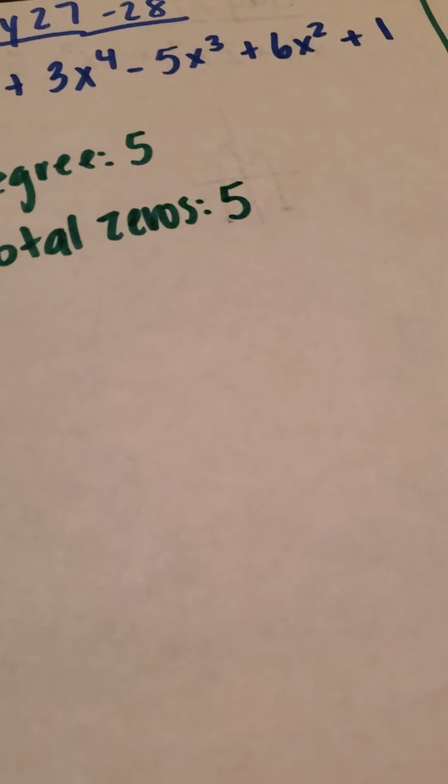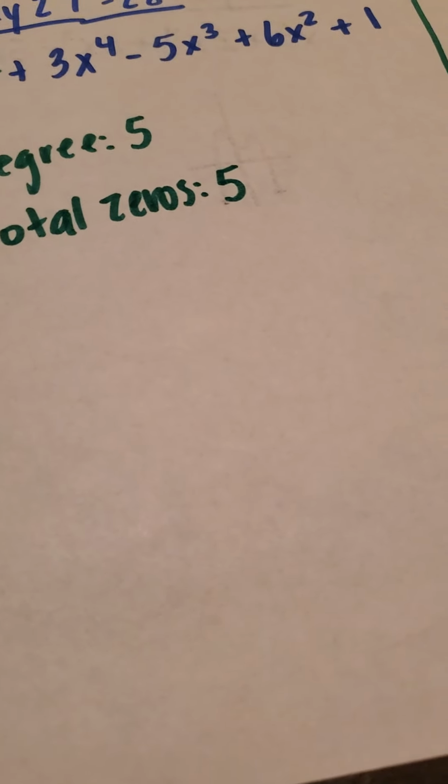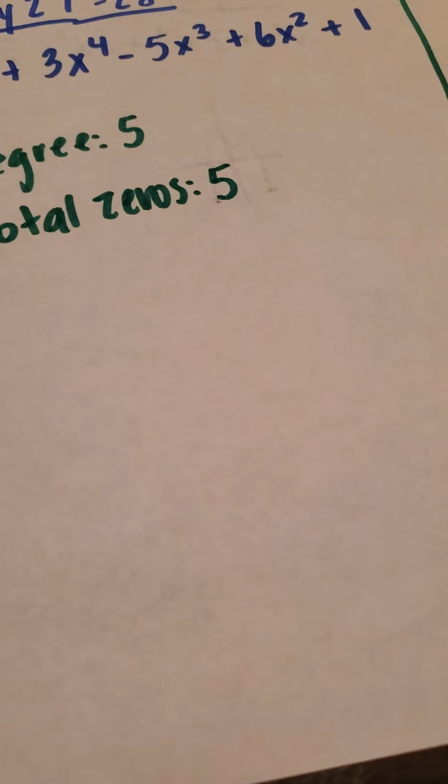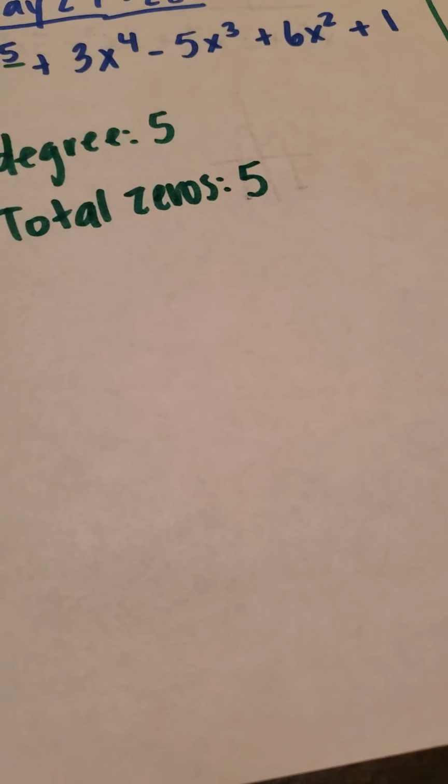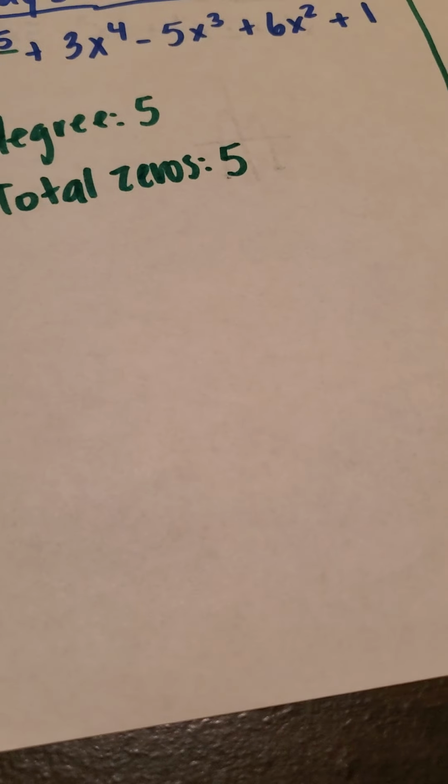When we were looking at those quadratic functions, remember those have a biggest exponent of 2. Those always had 2 zeros because that was the biggest exponent too.